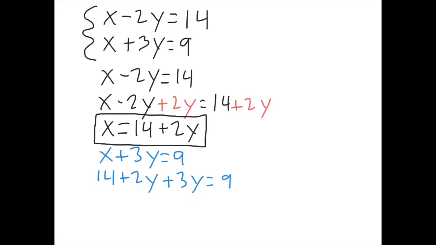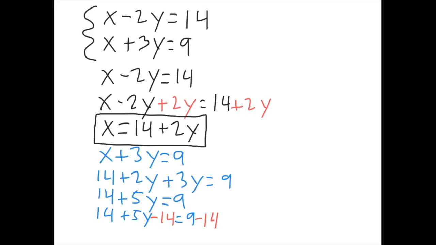Now we can combine like terms, and we can say 14 plus 5y, because 2y plus 3y is 5y, equals 9. And now we want to solve for y. So to get y by itself, we need to subtract 14 from both sides. So we say 14 plus 5y minus 14 equals 9 minus 14.